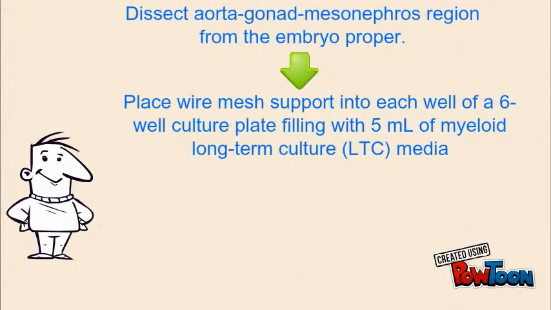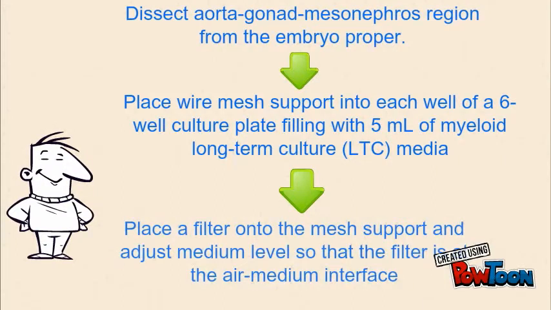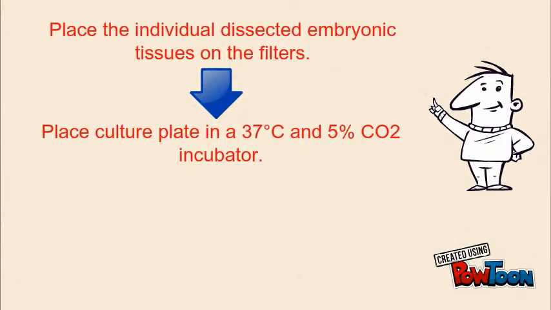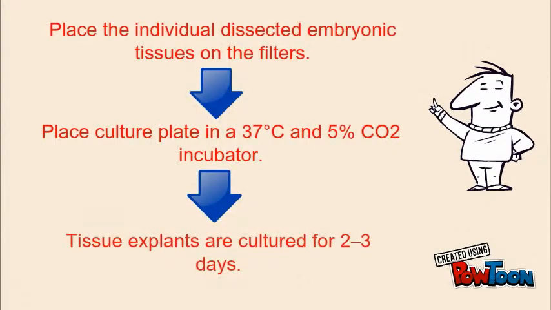Place wire mesh support to each well of a 6-well culture plate filling with 5 ml of myeloid long-term culture media and place a filter onto the mesh support and adjust medium level. Place the individual dissected embryo tissues on the filters. Place culture plate in 37 degrees Celsius and 5% carbon dioxide incubator. Tissue explants are cultured for 2 to 3 days.